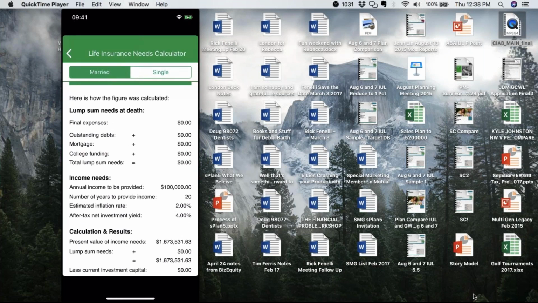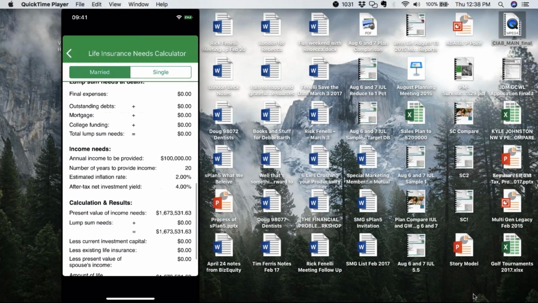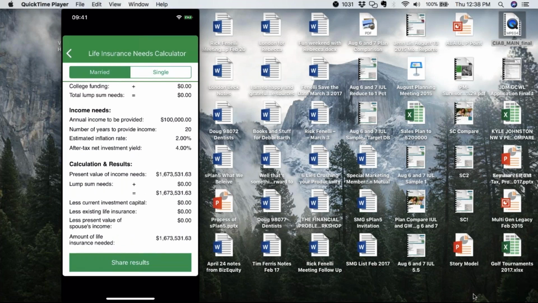And as you scroll down, you can see how these numbers work out. We didn't assume anything else into this calculation. We did show the $100,000 for 20 years, 2% inflation, 4% after-tax net investment yield. And it says you're going to need $1,673,000 for that stream of income.